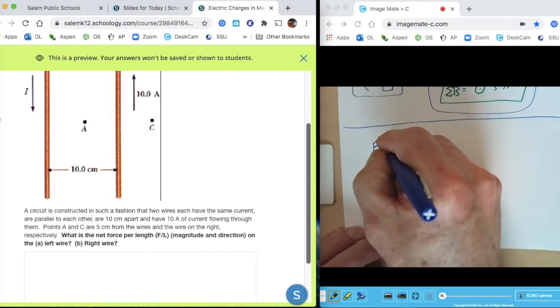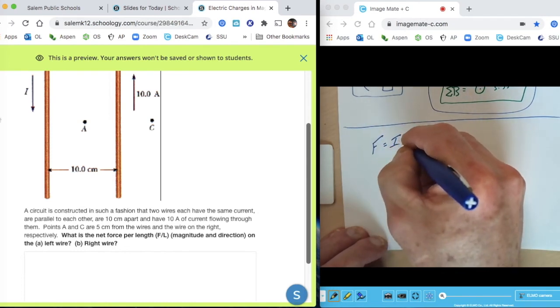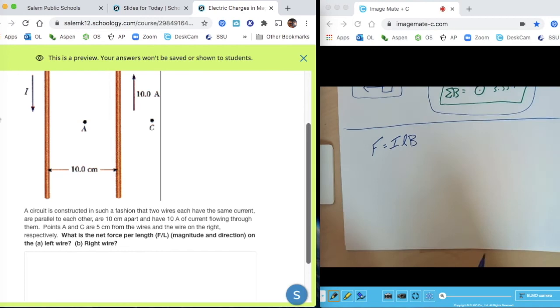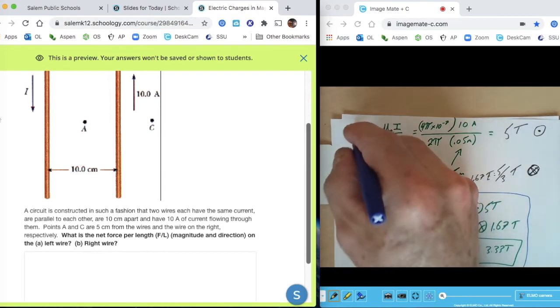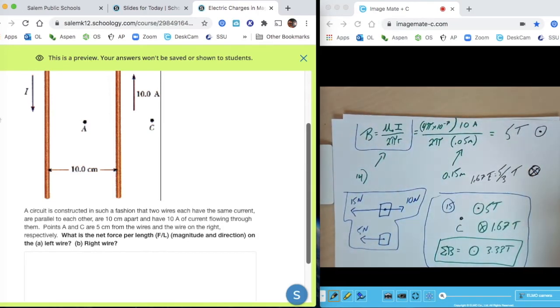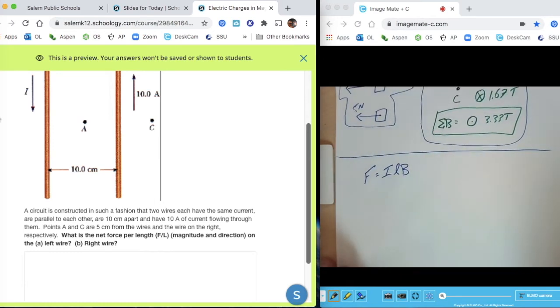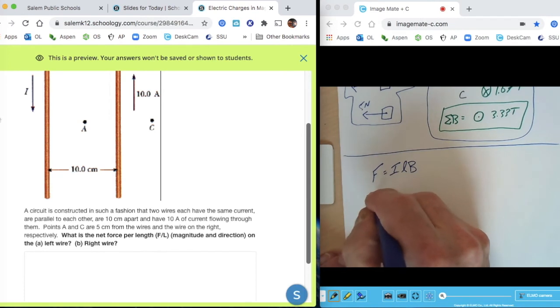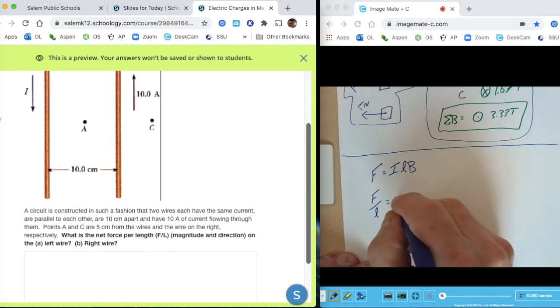The force on a current carrying wire in a magnetic field is I times L times B. Okay? Now, as we saw up here, the B field created by a current carrying wire is mu naught I over 2 pi r. Right? But let's do this first, because we're looking for force per length. Like for every meter, how much force is there? Well, it's just I times B.